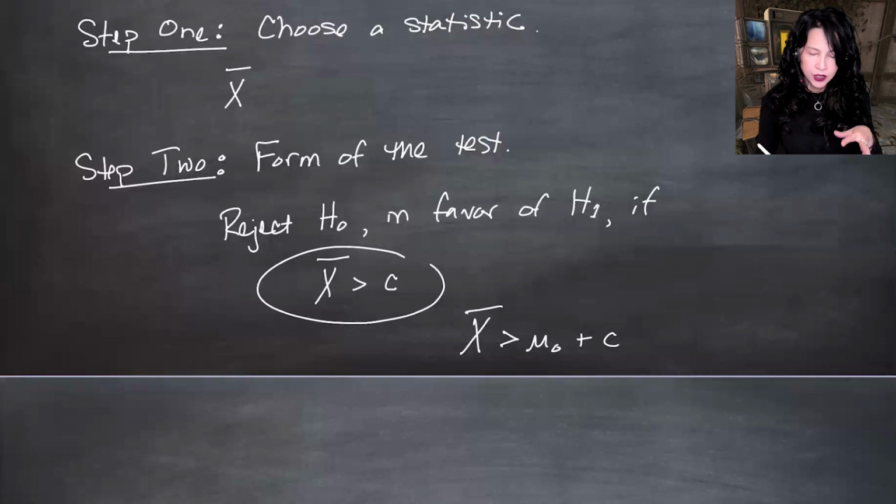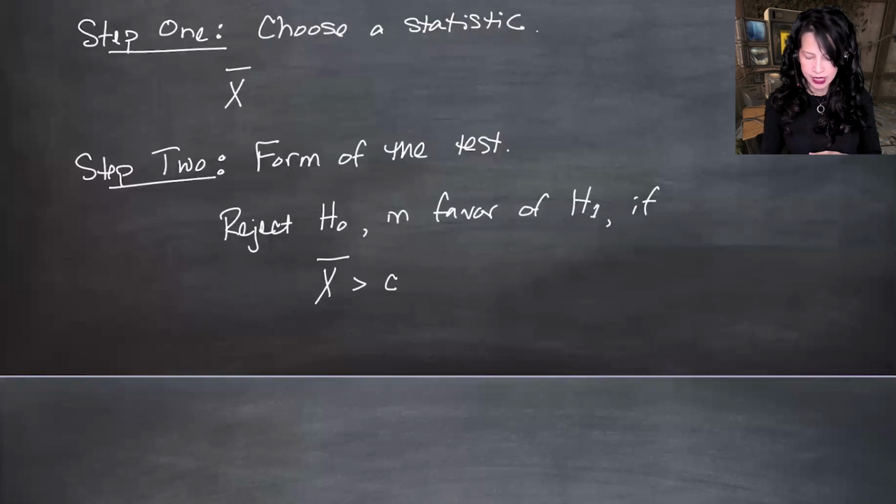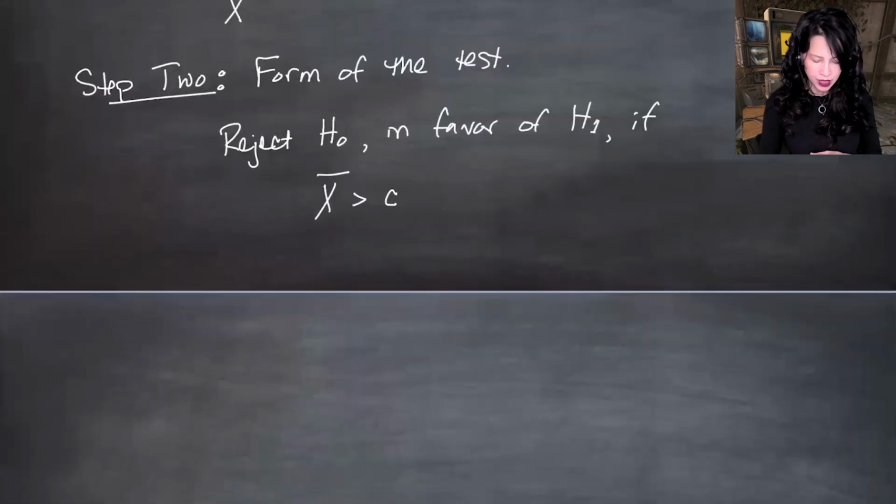But today, I really want to focus on us doing hypothesis tests for various parameters and various distributions. I want to get away from normality. And you can set these things up many ways. So I'm going to stick with this as my rejection rule. Step 3 is going to be to find c.